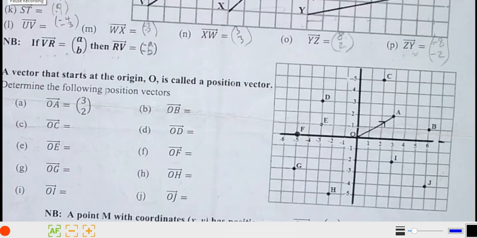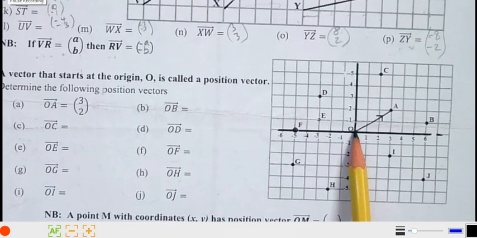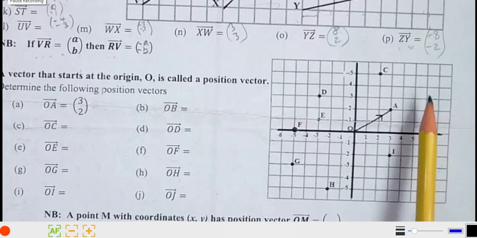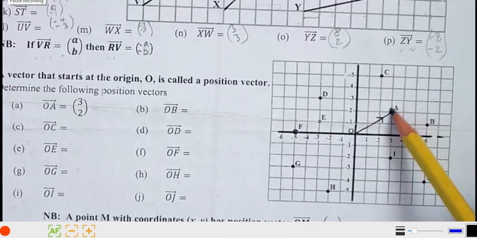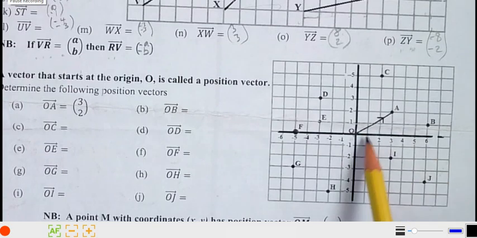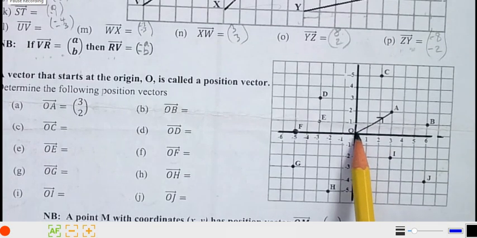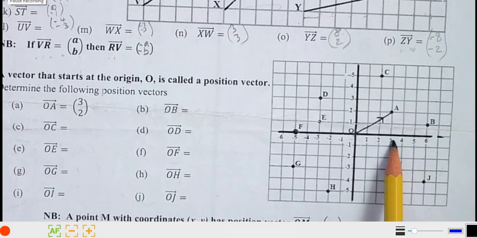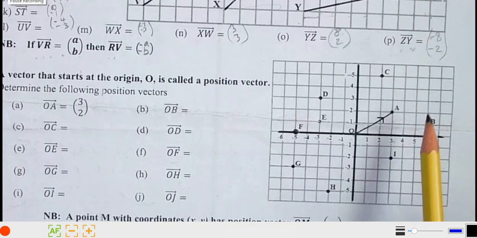Position vector. Alright, so this vector OA starts from where? The origin, right? And so, let's look at it. How do we get from O to A? How many units to the right? 3 units to the right. Everybody can see that? We move 3 units to the right.